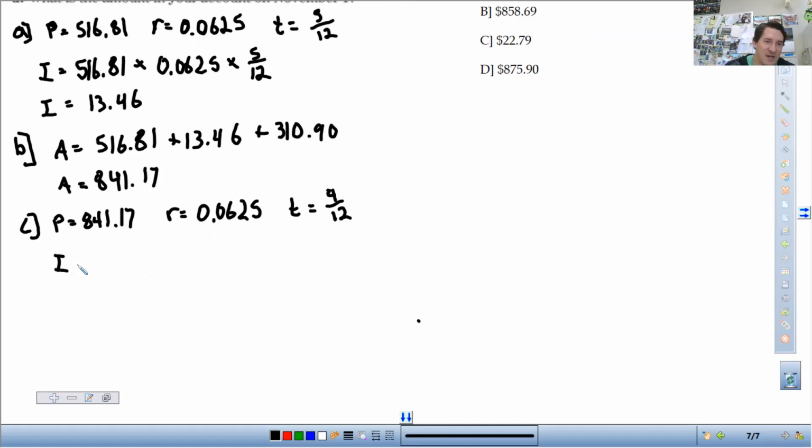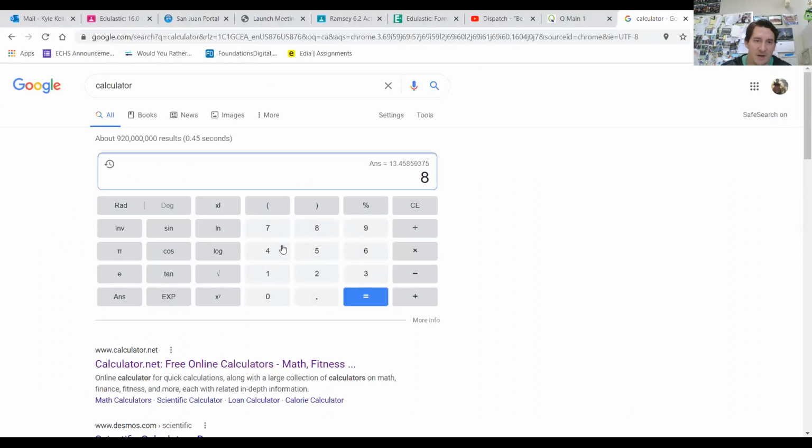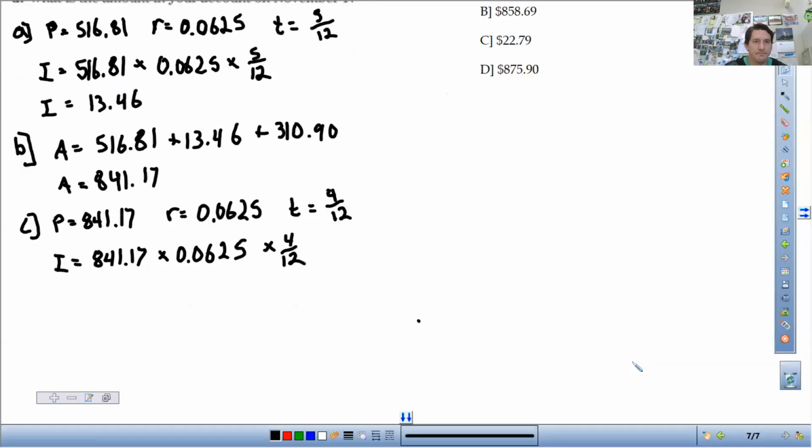So just multiply all those values together. So the interest earned is 841.17 times 0.0625 times 4 over 12. Let's put that into a calculator. 841.17 times 0.0625 times 4 out of 12 months. 17.52, and that is rounded just fine right there. So 17.52 is the amount of interest earned during those 4 months.